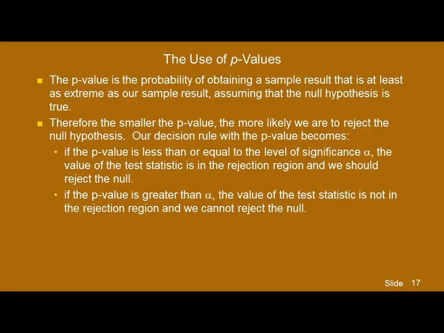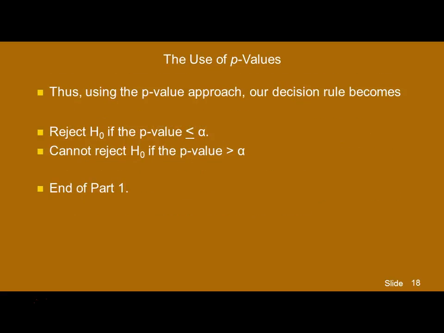Our decision rule with the p-value approach specifically becomes that if the p-value is less than or equal to the level of significance alpha that we want, that's going to tell us that our test statistic is in our rejection area and we should reject the null. Whereas if the p-value is greater than alpha, we will not be able to reject the null. Again, this will become a little bit clearer when we actually start to do problems later on. So just to repeat and review the p-value approach, our decision rule will become we reject the null if the p-value is less than or equal to alpha, and we cannot reject the null if the p-value is greater than alpha.